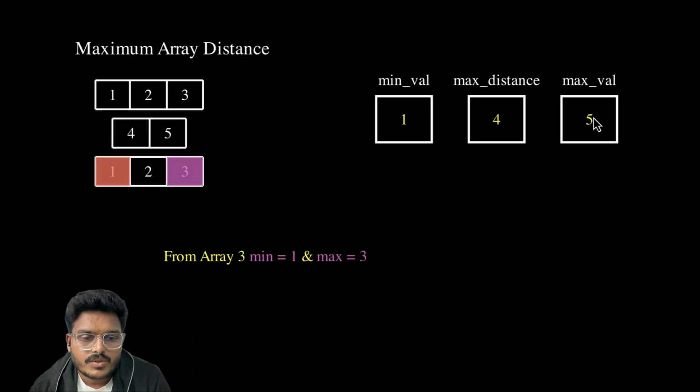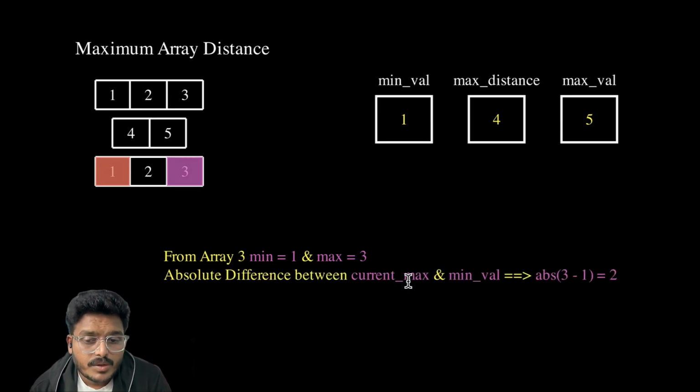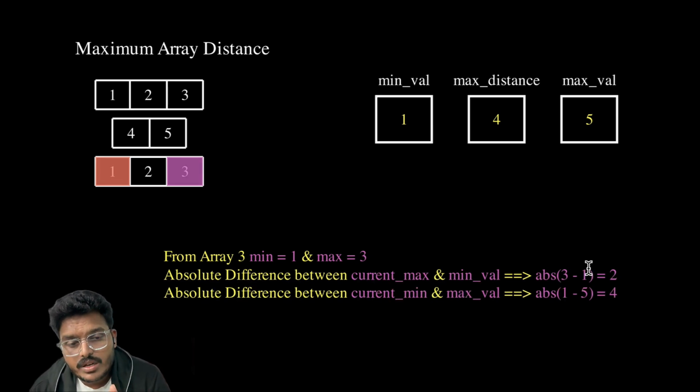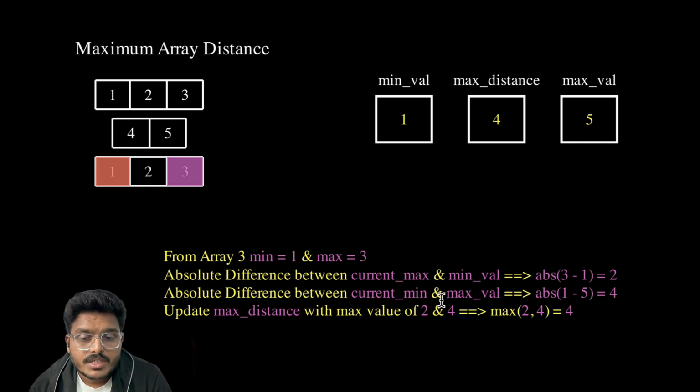In the same way for the third array, the minimum value is 1 and the maximum value is 3. The absolute difference between the current max and the minimum value till now is 3 minus 1, which is 2. The absolute difference between the current min and the maximum value till now: the current minimum is 1, the maximum value is 5, and the absolute difference is 1 minus 5, which is 4. Then the maximum distance: the maximum of 2 and 4 is 4, so it is the same and we need not update it.